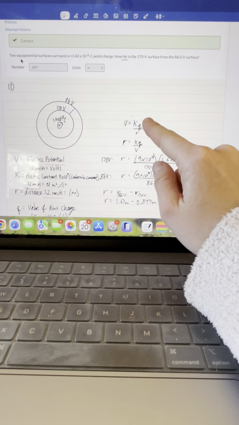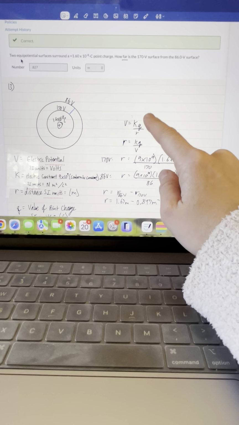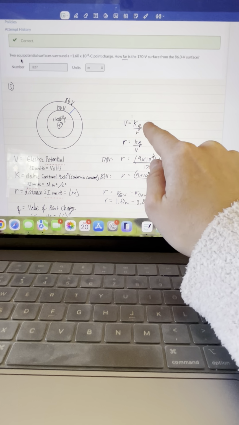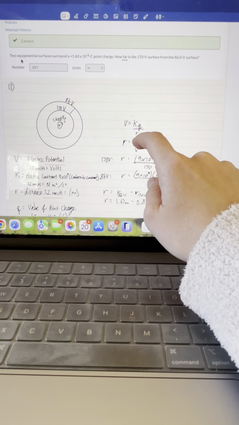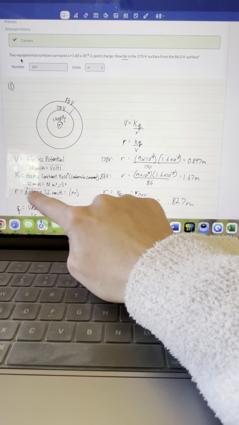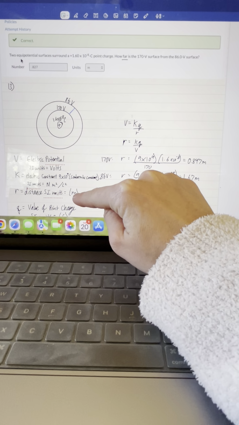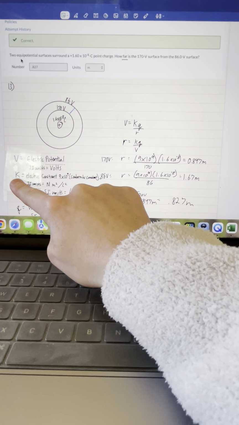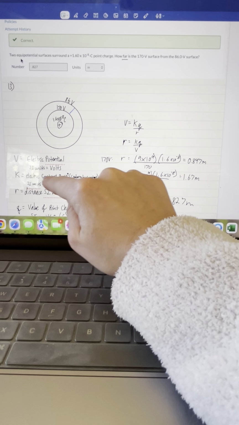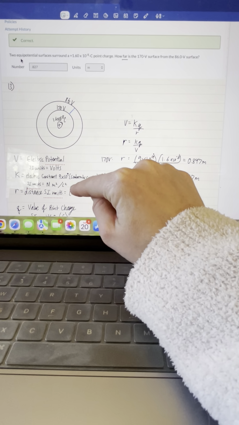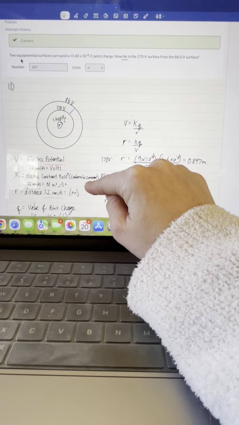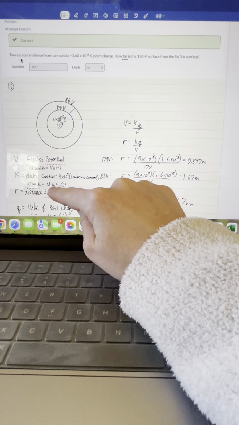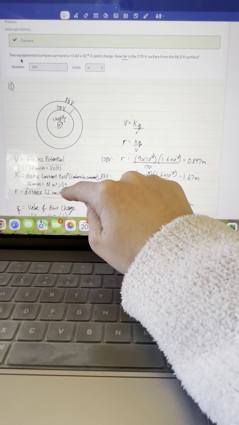So I know I should use the electric potential equation, because it includes volts, Q, and our distance, R, whose SI unit is meters. I can also use k, because k is a constant. It is the electric constant, 9 times 10 to the 9th, which is just Coulomb's constant. The SI units for this are newton meters squared divided by coulomb squared.